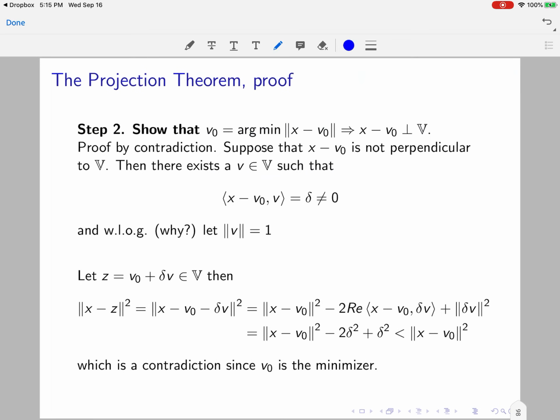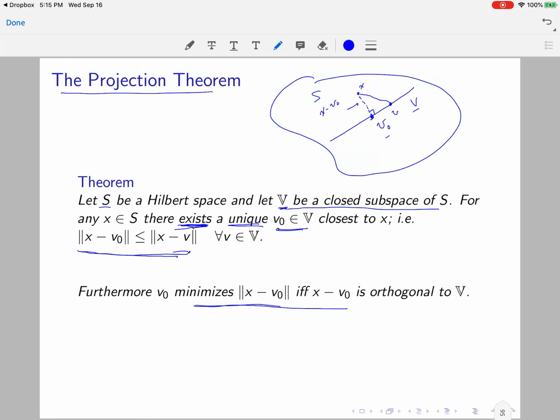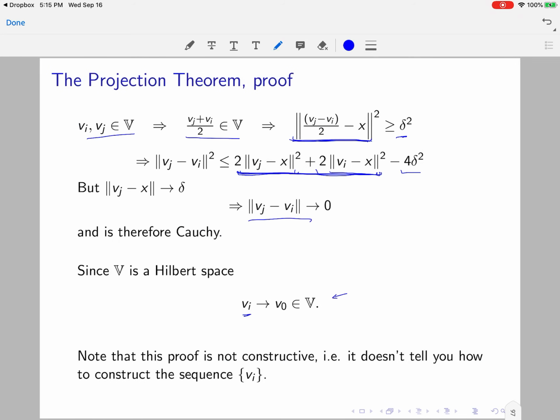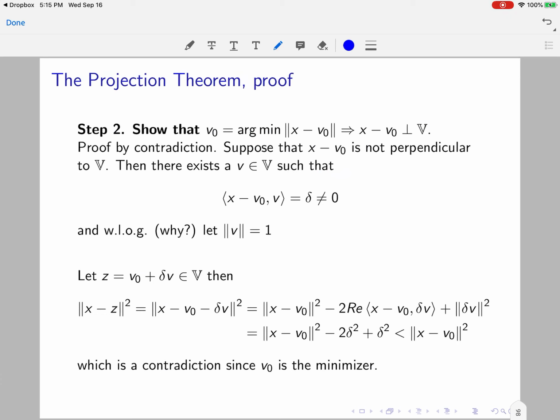Okay, so we've shown that there exists a V naught. In fact, it's unique. And now what we want to show is, let me just go back here to the proof. We're going to show this next step, that in fact V naught is the closest element inside of V. So that's step 2 here. V naught then is going to be the argmin over all V inside of V of the norm of x minus V. We want to show that if that's the case, then in fact x minus V naught is perpendicular to V.